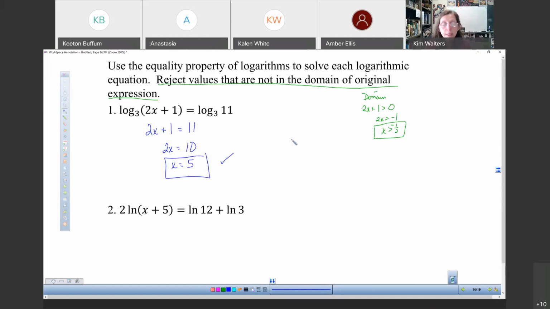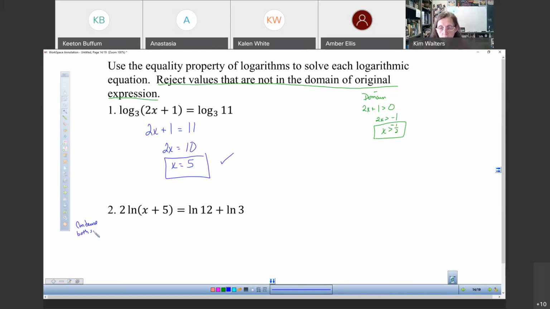Okay, number 2, we got to do a little bit of work though, okay? Before we can drop the logarithms, I have to clean up both sides. This one I didn't have to. I had a log base 3 equal to a log base 3. Life is great. The first step on this one is to condense both sides.